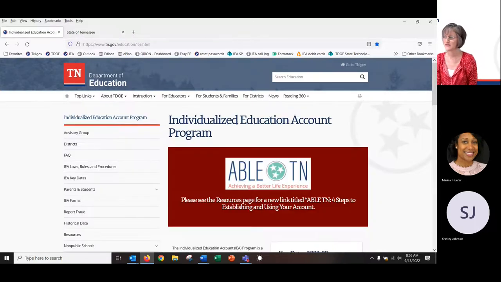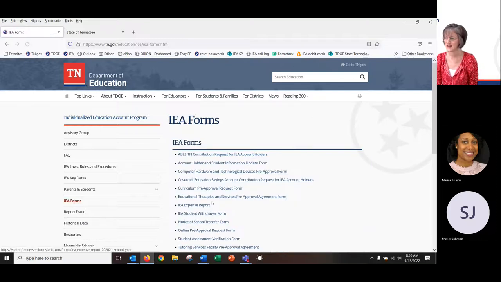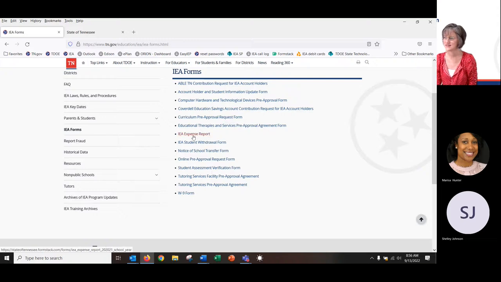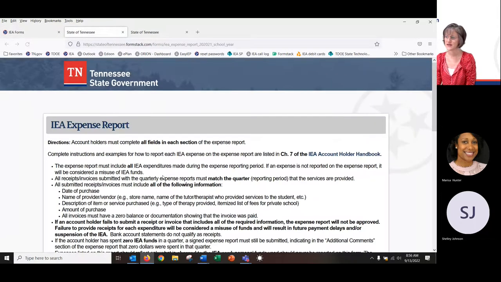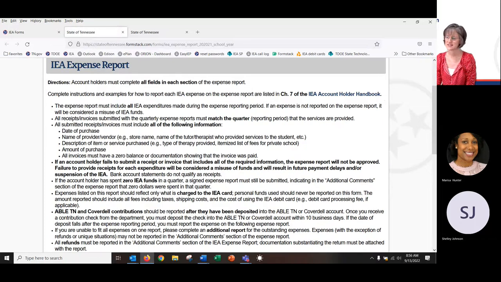Just so that you know, if you start out on our IEA website, if you go to the IEA forms over on the left side, the expense report is probably about halfway down. It's in the list over on the middle of the page. It just says IEA expense report. If you click on the IEA expense report, it gives you a lot of instructions at the top. And I would suggest you actually read those instructions. That probably is the best way to start out.